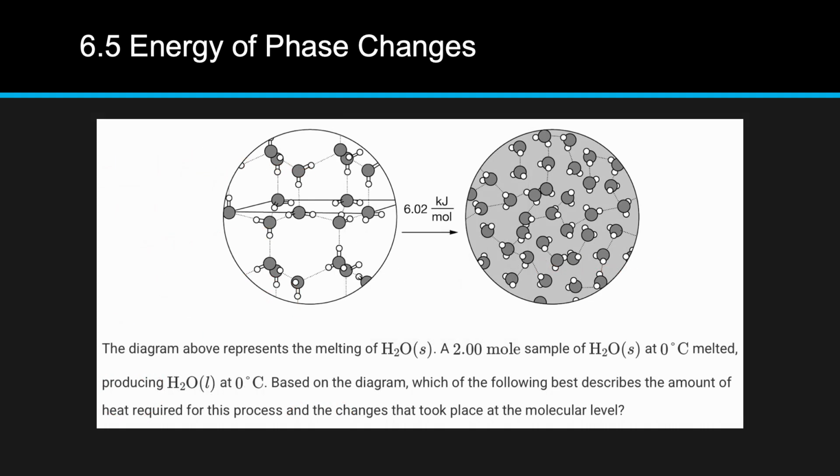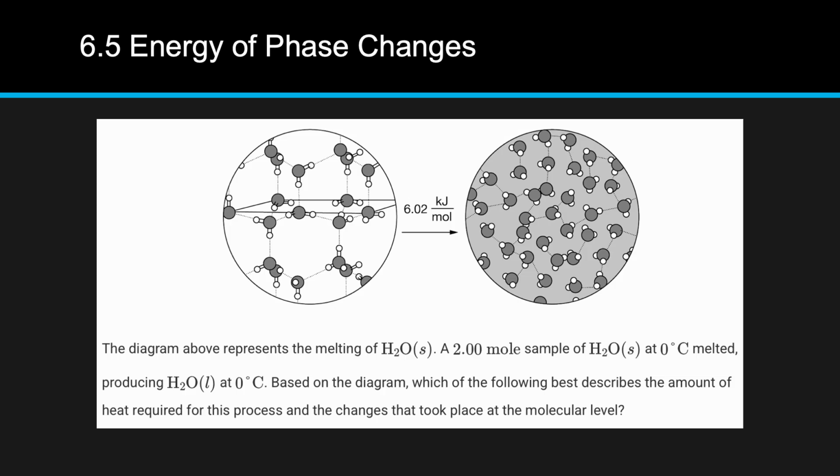All right, and then our last example for today, the diagram above represents the melting of water. A 2-mole sample of water at 0 degrees Celsius melted, producing liquid water at 0 degrees Celsius. Based on the diagram, which of the following best describes the amount of heat required for this process and the change that took place at the molecular level?